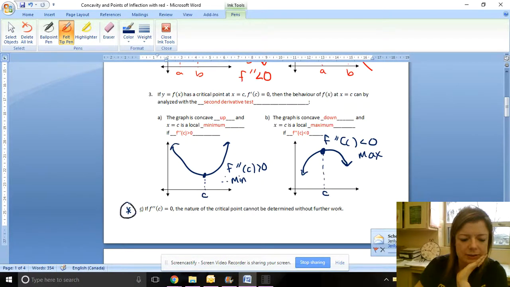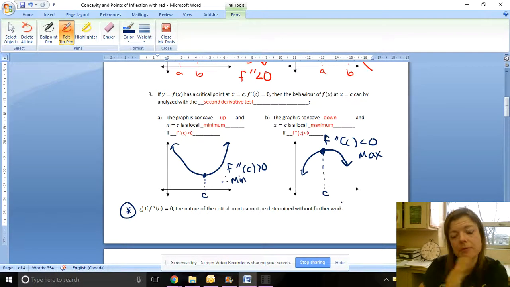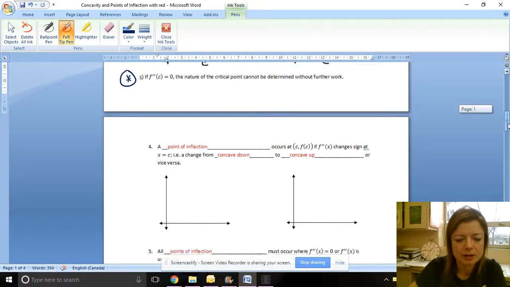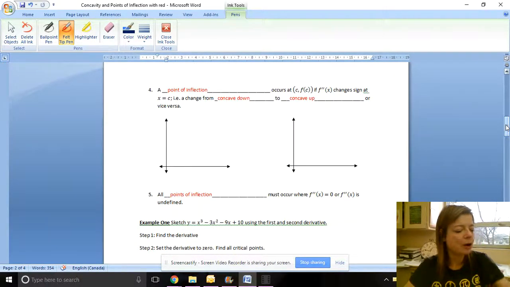There is one problem with the second derivative test: if the second derivative is 0, the nature of the critical point cannot be determined without further work. Okay, so now we get to learning about how we can find points of inflection, which I've talked about finding, so now we can finally do that.